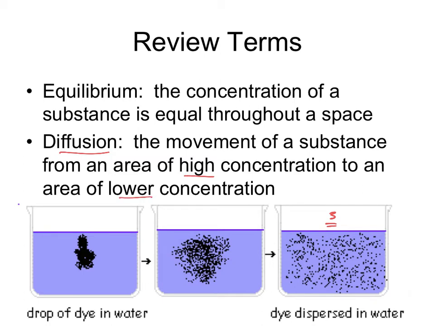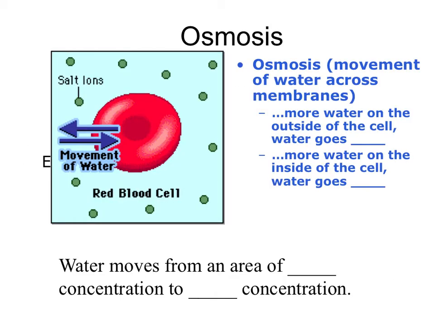So the ink in this example was highly concentrated when it was first dropped into the beaker, and then it spread out throughout the solution to places that were a lower concentration of ink. So remember, water will always move from an area of high concentration to an area of low concentration.